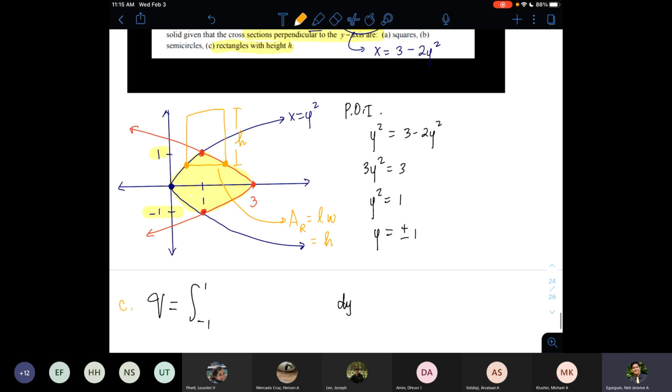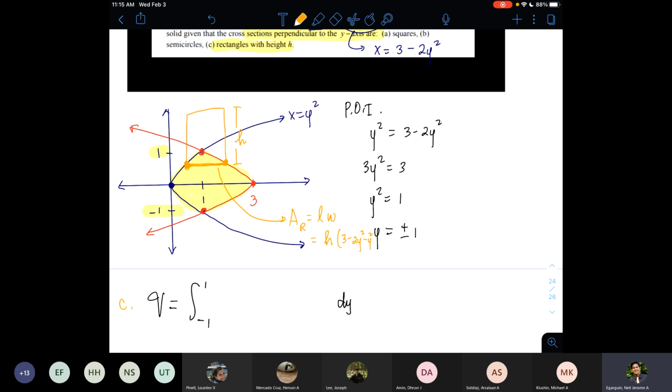How long is it? So basically, we need to measure this, which is basically the length of our horizontal strip. But how long is the horizontal strip? Maria, you're correct. It's right minus left because you are measuring a horizontal strip, okay? So it's right minus left. The right function is what? The right function is the red one, which is 3 minus 2y squared. And then the left function is x equals y squared, so minus y squared. So that would be the area.